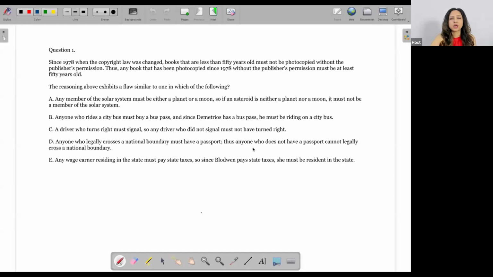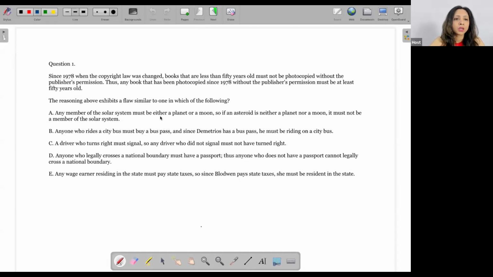All right, so I hope you can see the question. Since 1978, when the copyright law was changed, books that are less than 50 years old, say 10 years old or 30 years old, whatever, must not be photocopied without the publisher's permission.